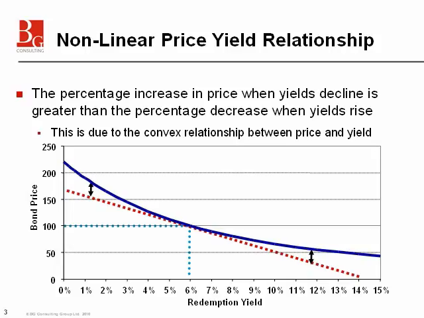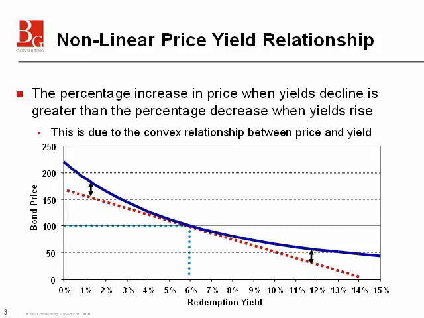This leads to a nonlinear price-yield relationship, meaning that the price sensitivity of a bond to changes in yield is asymmetric. For example, the percentage increase in price when yields decline is greater than an equivalent percentage decrease when yields rise. In short, prices increase at an increasing rate as yields fall, and decrease at a decreasing rate when rates rise. The sensitivity of a bond's market price to yield movement is measured by its duration, here shown as a red dotted line, and additionally by its convexity.